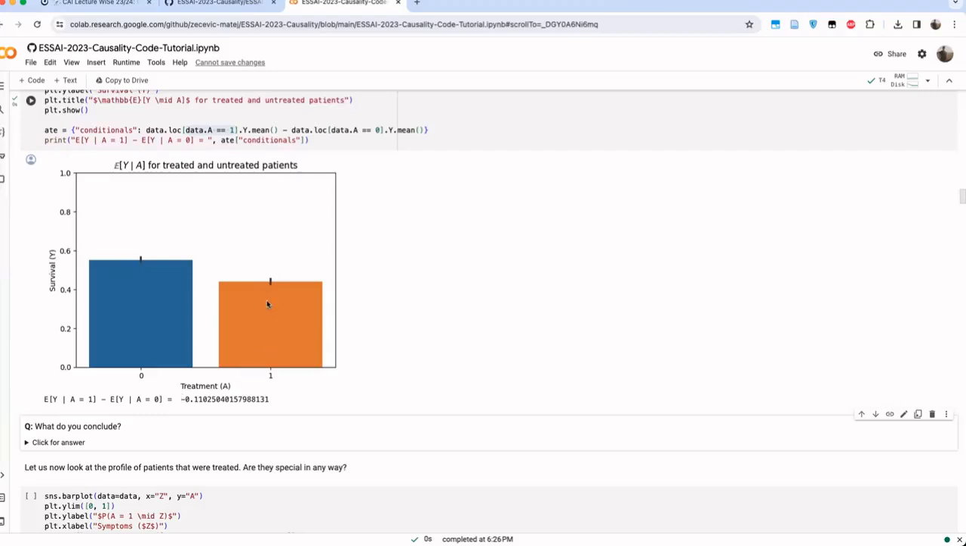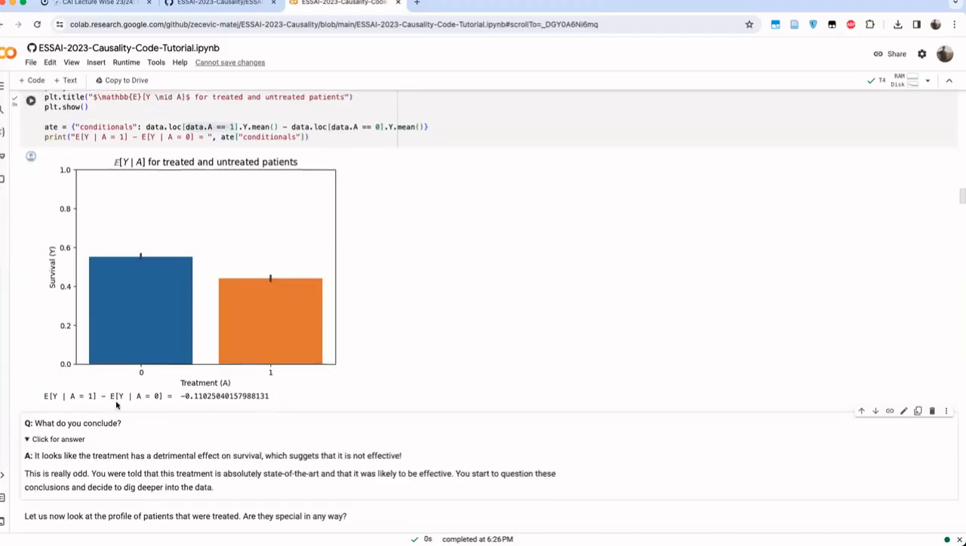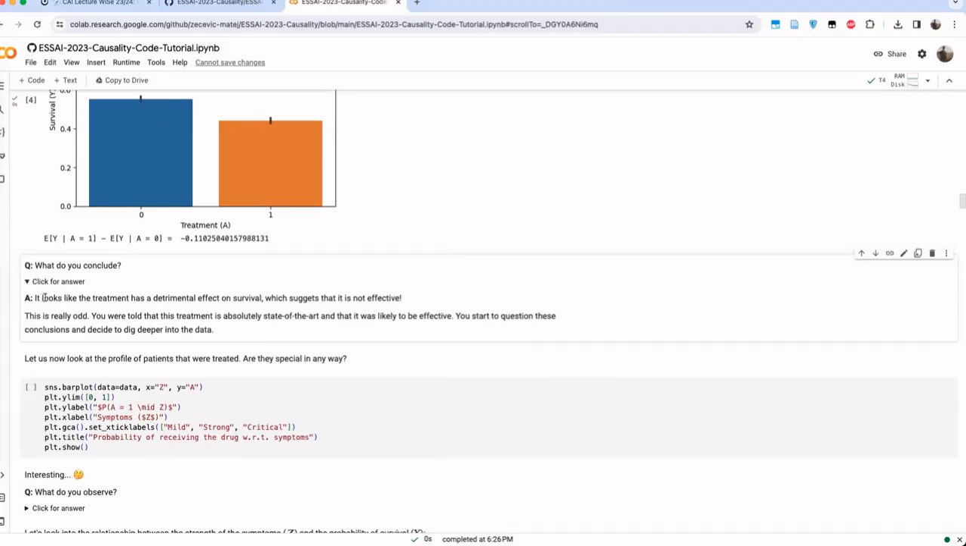Given the treatment, the survival is expected around 0.445 maybe, while it's closer to 0.6 for the group that hasn't gotten the treatment. So that will be our answer. And now we look. It looks like the treatment has a detrimental effect on survival, just as we predicted, and that would suggest it's not effective.